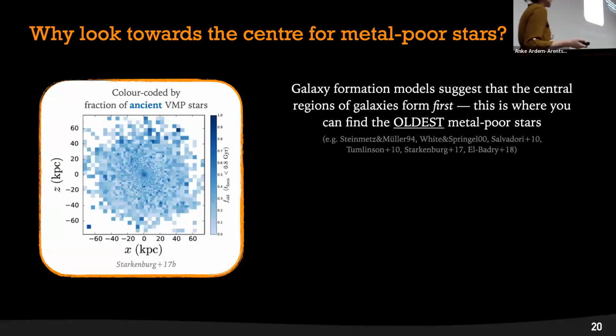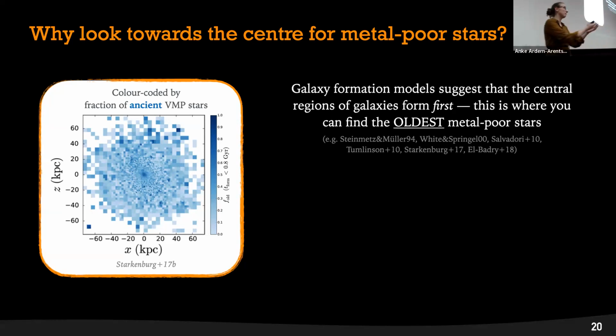So if it's that difficult, why are we looking for metal-poor stars in the center? Why don't we just look at the halo? There are various reasons, and one of the main ones is that galaxy formation models suggest that the central regions of galaxies form first. So this is the part of the Milky Way that started forming first, and this is where you can find the oldest metal-poor stars.